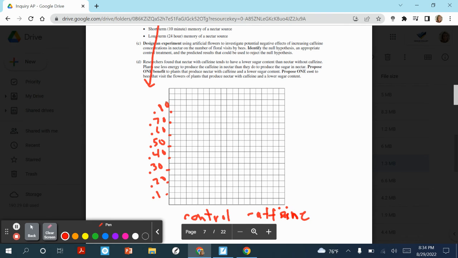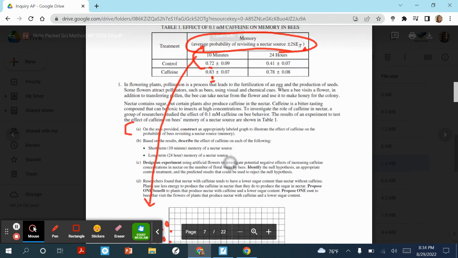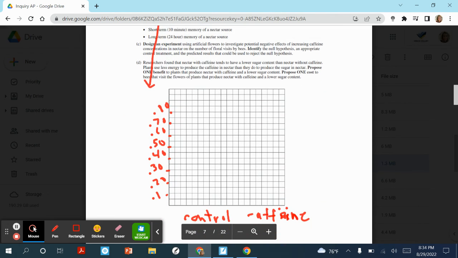All right, so for the control, it looks like we have 2 bars here. I need to go back up a little bit. So 0.72 is 10 minutes, right? You have to graph your data completely accurately to get a point. Each of these 4 bars, if 1 bar is off, you're going to get 0 points, okay? So I'm going to make a bar here, and I need to go up to 0.72. I'm doing the best I can with my finger here. Okay, here we go. All right.